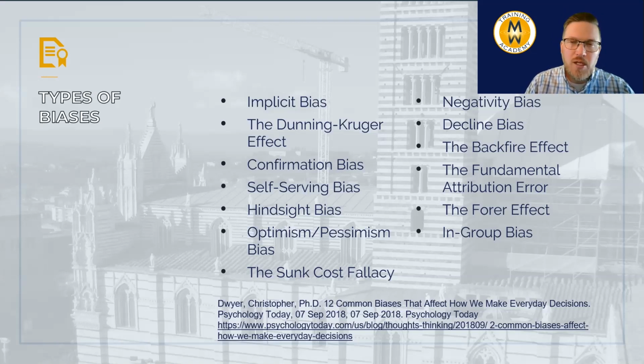Self-serving bias. We attribute success to positive outcomes. When things go right, that's on us. We did it. But if it's something negative, then it's someone else's fault. So the curse of knowledge or hindsight bias is you understand a principle more now, and so you apply today's knowledge to an issue in the past. So you're judging it based on what you know now instead of what you knew at the time. Optimism, pessimism. We have a tendency to expect positive outcomes when we're in a good mood and negative outcomes when we're in a bad mood.